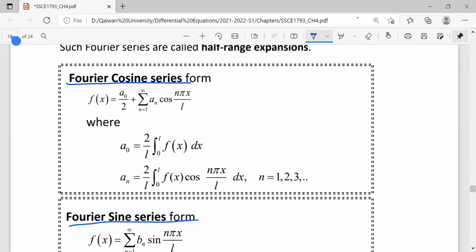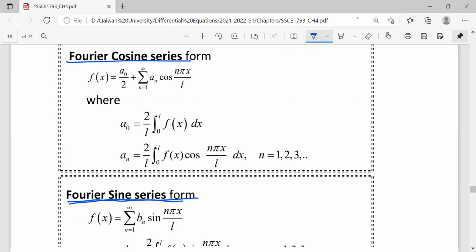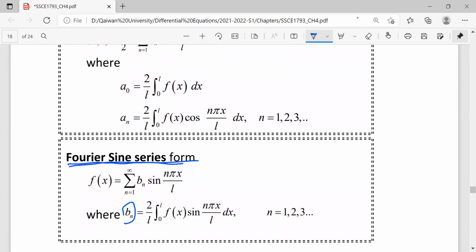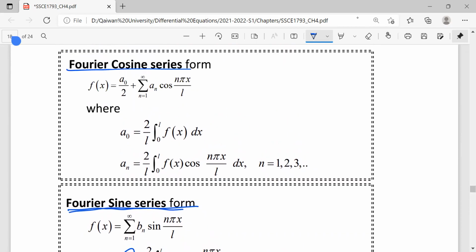If we are asked to find the Fourier cosine series, here we just need A naught and An. Bn is 0 in this case. But for the Fourier sine series, here we just find Bn. In this case, A naught and An are 0. But here, for half range, we say A naught is 2 over L integral from 0 to L of f of x dx. This is the formula for finding A naught.